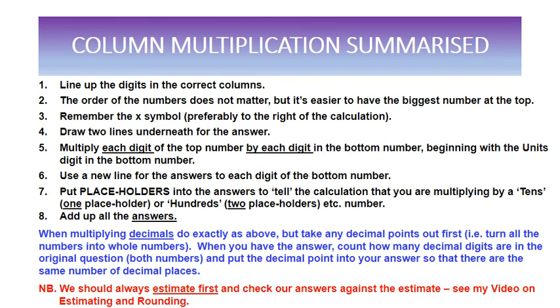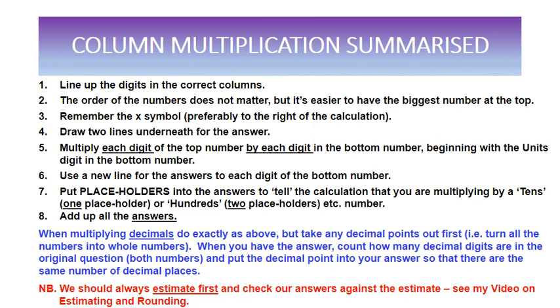So now I'm just going to recap the column multiplication method. So the first step is to line up the digits in the correct columns. The order of the numbers does not matter, but it's easier to have the biggest number at the top. Remember to put your multiplication symbol into the calculation. I prefer to put it to the right. Draw 2 lines underneath for the answer.